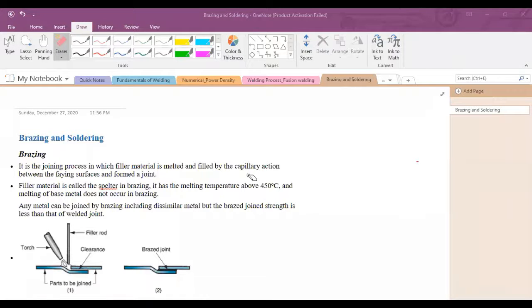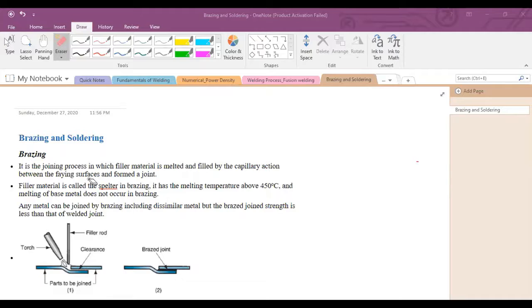In this topic, I will explain brazing and soldering. Both are types of welding process. Soldering and brazing are exactly the same in nature, but there is a slight difference of melting temperature. First, I will explain brazing.